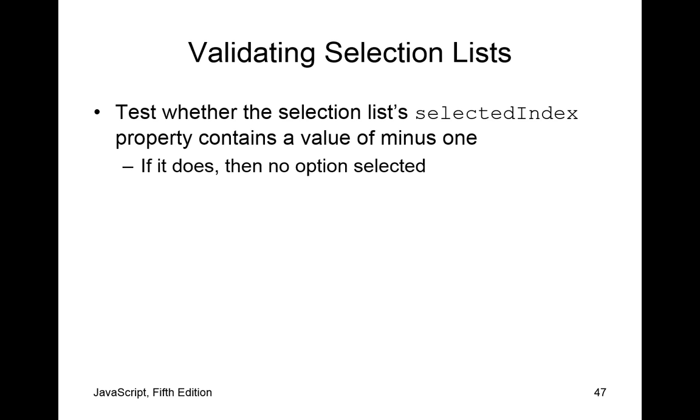Validating selection list. Test whether the selection list's selectedIndex property has a value of -1. Because if it does, that means nothing has been selected. Because when you have that null field, remember element IDs on selected start with 0. Because a selection list is an array. Array elements start with 0. So the only way to test it would be if a -1. Well, any negative number for that matter, but -1 would be the easiest.